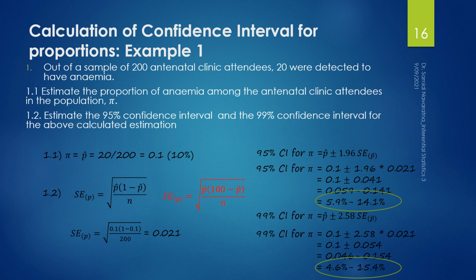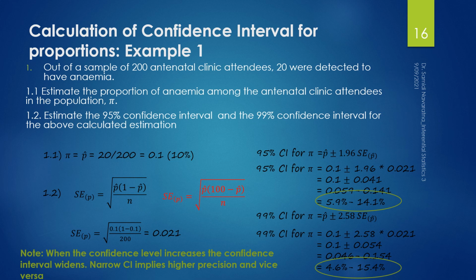Now, take a look at these confidence intervals. When you look at the 95% confidence interval, you can see that it is narrower than the 99% confidence interval. So, when the level of confidence increases, the range of values widens. When the confidence level increases, the confidence interval widens. Narrower confidence interval implies higher precision and vice versa. So that is one point you should note.